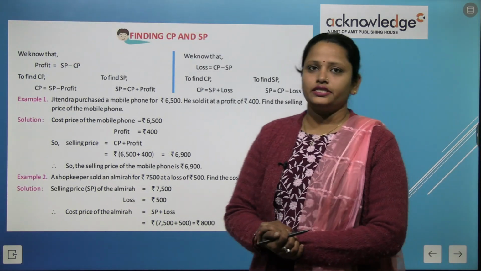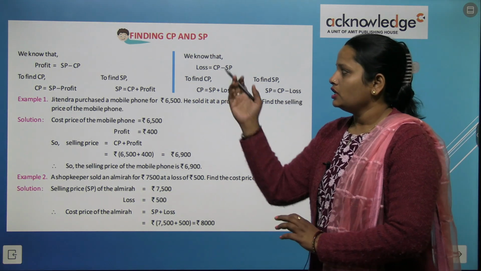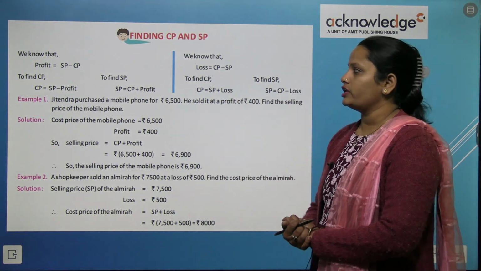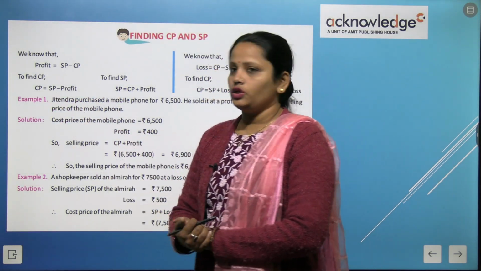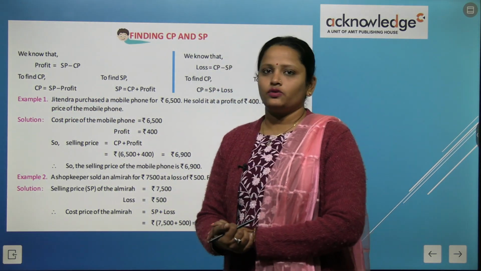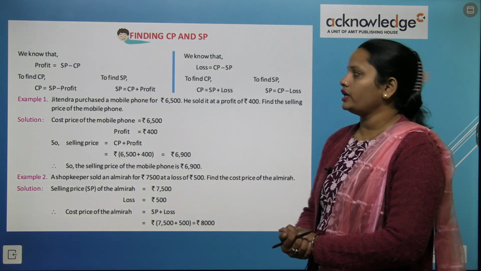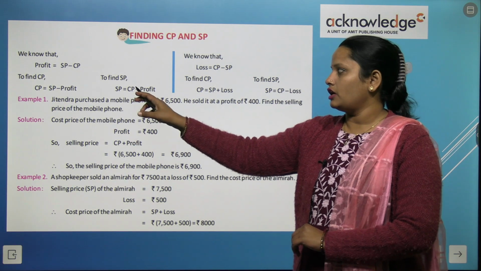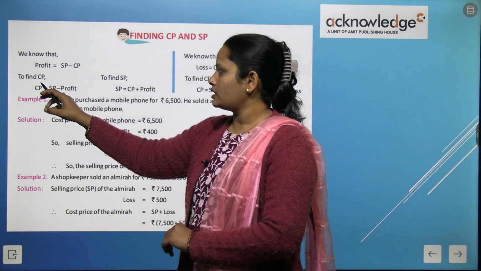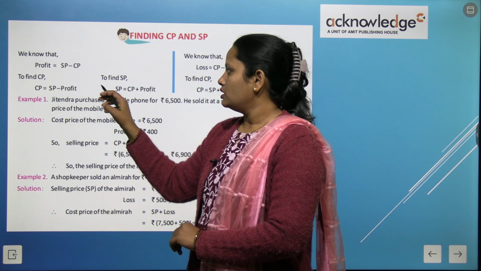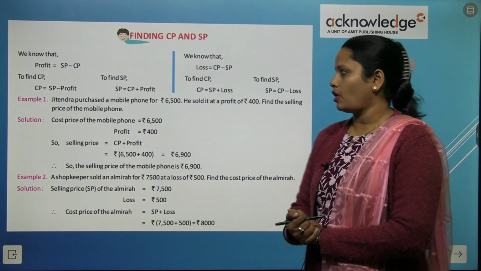Now, finding CP and SP. We know that profit is equal to SP minus CP. So to find CP we use this formula: CP is equal to SP minus profit. Similarly, to find out SP, we interchange the places. So profit will come to the other side and SP will be CP plus profit.